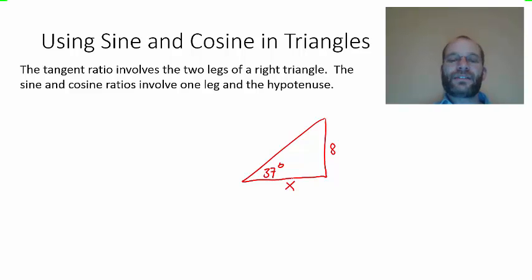The answer is tangent. Why tangent? Because tangent relates opposite and adjacent, and since I know this 37, I need to use these opposite and adjacent. I don't know the hypotenuse, so that's not going to involve sine or cosine.